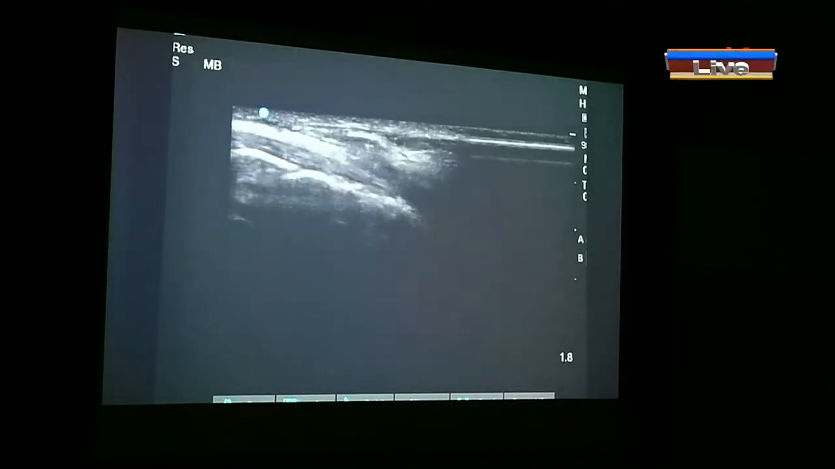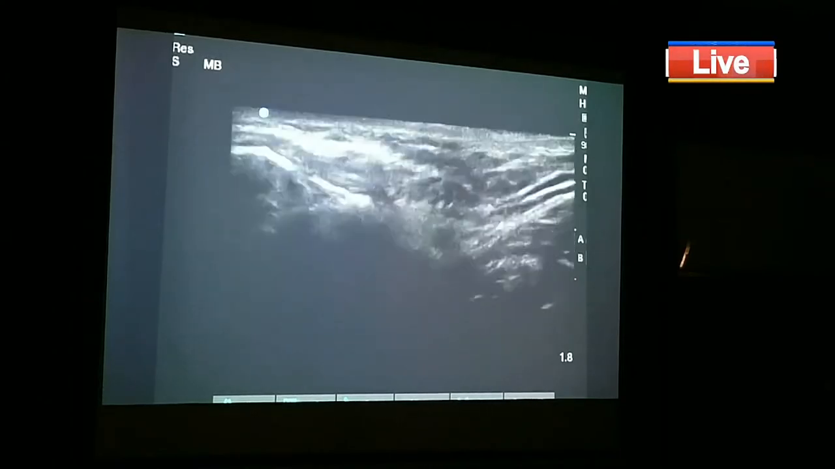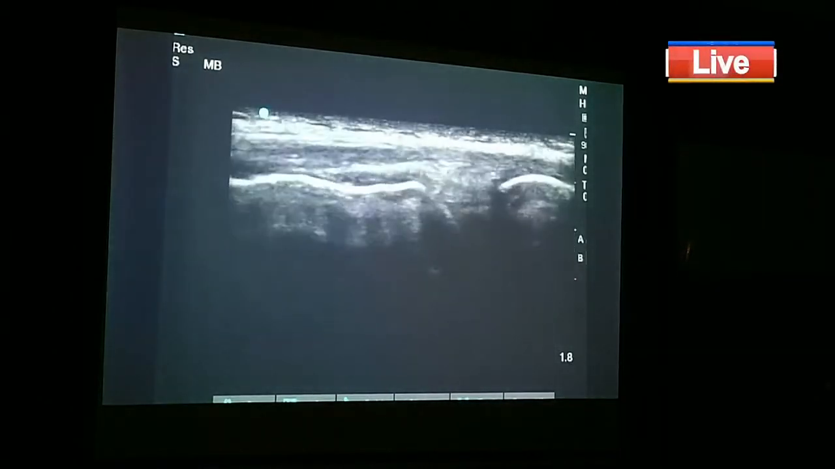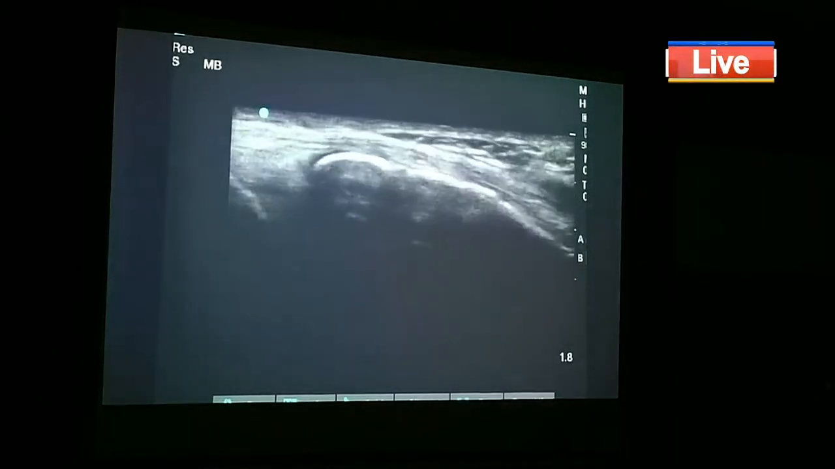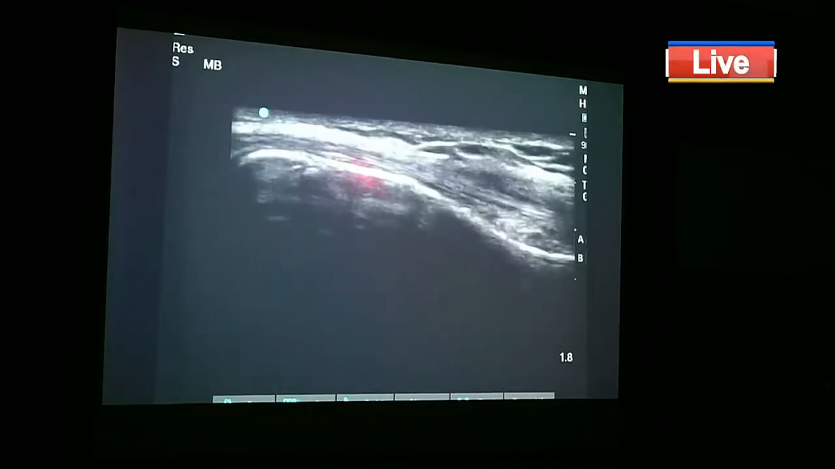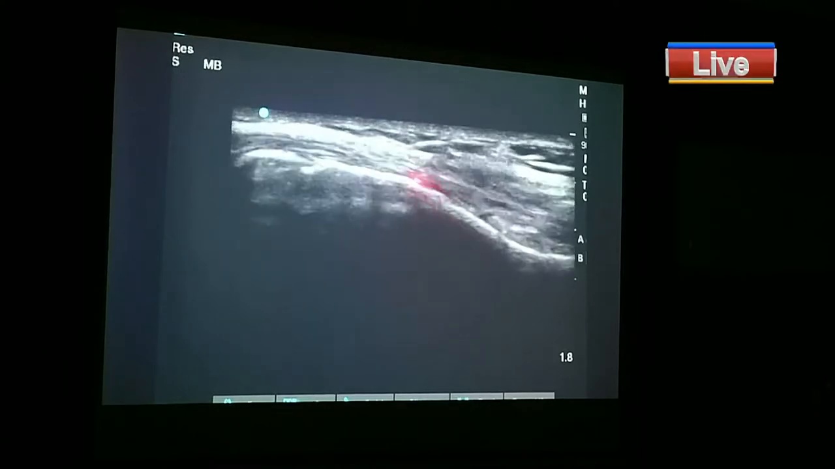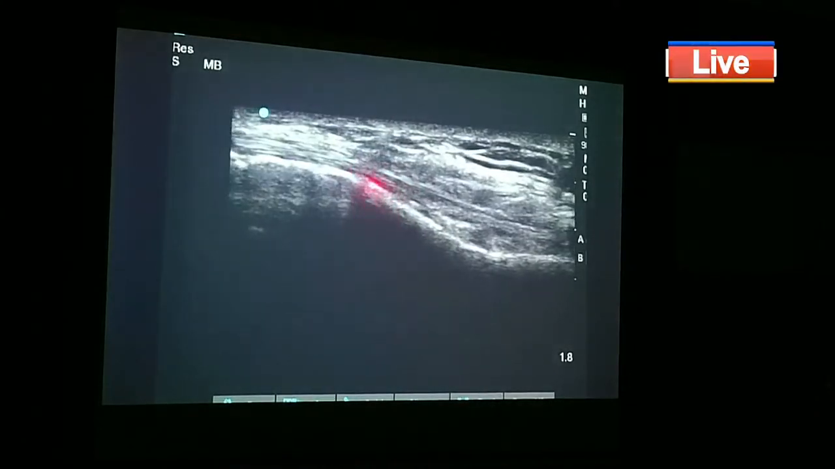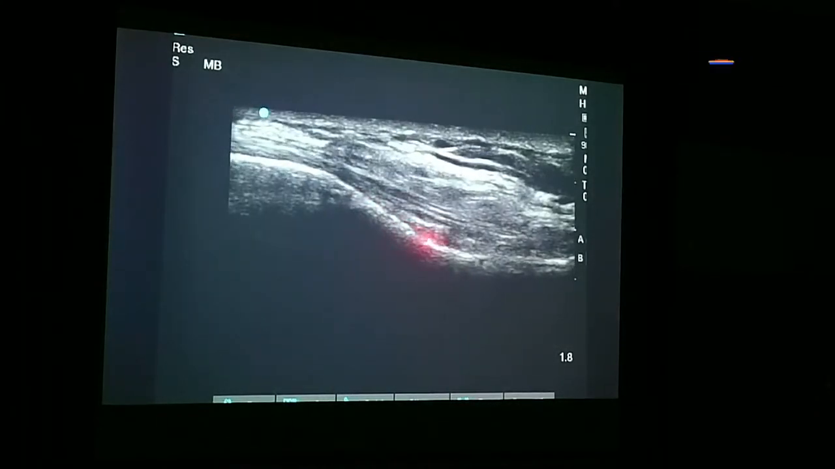Okay, so let me just put in more jelly. Okay. So we are seeing again coming down, down, down. Okay, now we go here. So you can see these fibers, and now this is the junction. Okay, and you see the vessel here.